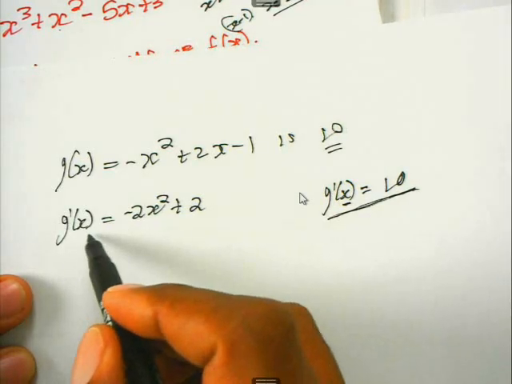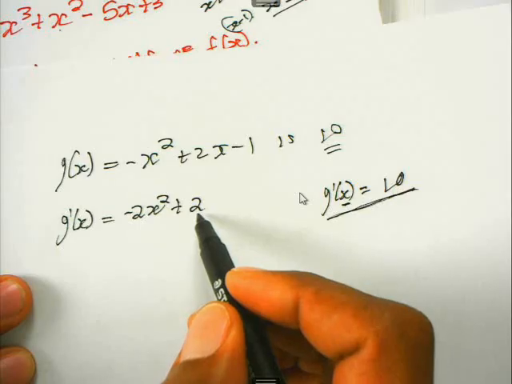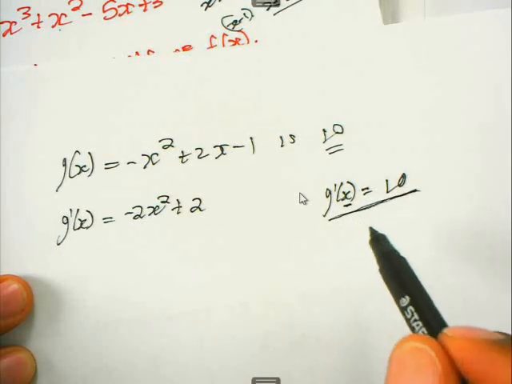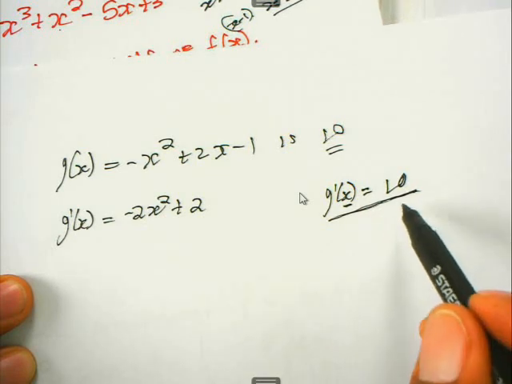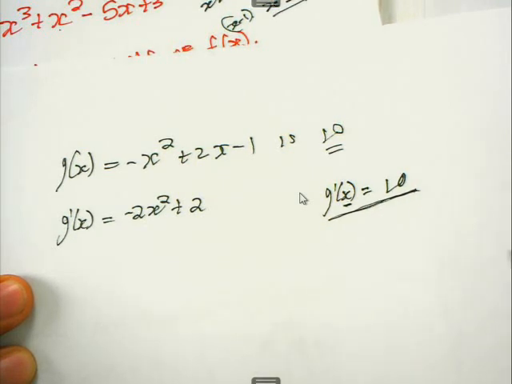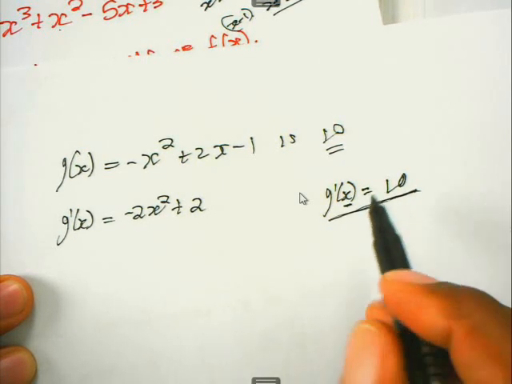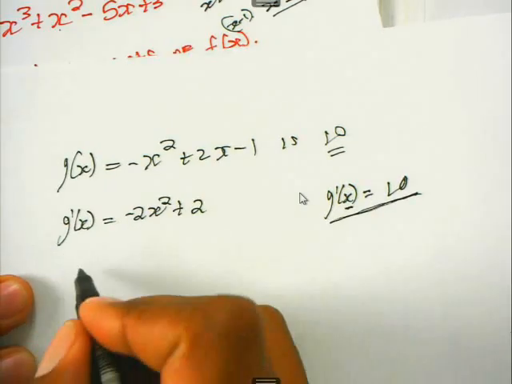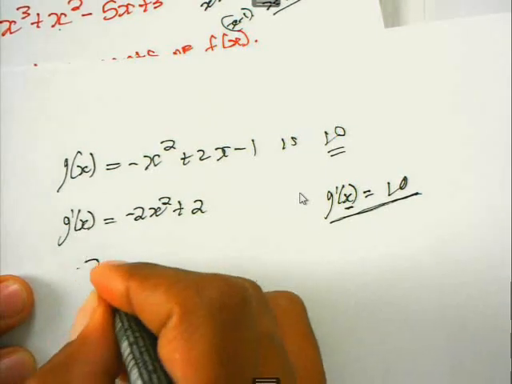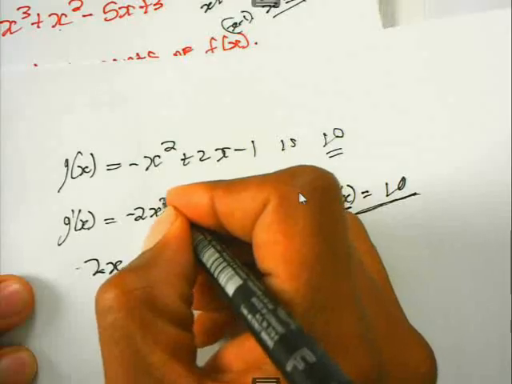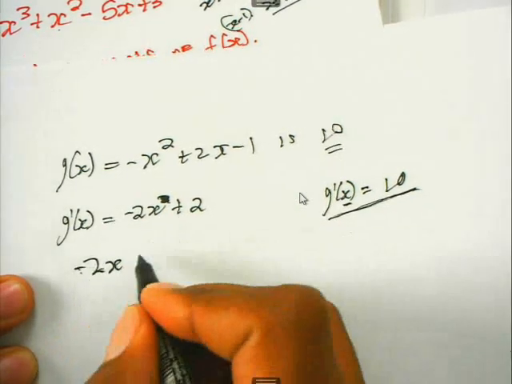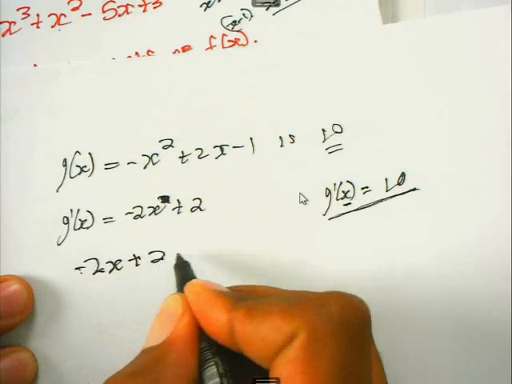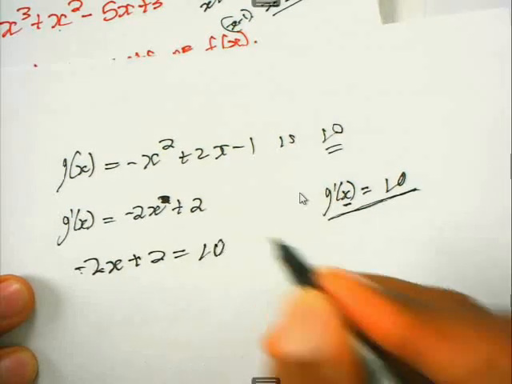Now, this is the gradient at any point. But at that specific value, the gradient is 10. Now we want that specific value of x that will make the gradient 10. Right? How are you going to solve this one? We are just going to equate the two to say minus 2x, minus 2, not squared here, that is minus 2x plus 2. That will be minus 2x plus 2 is equal to 10.